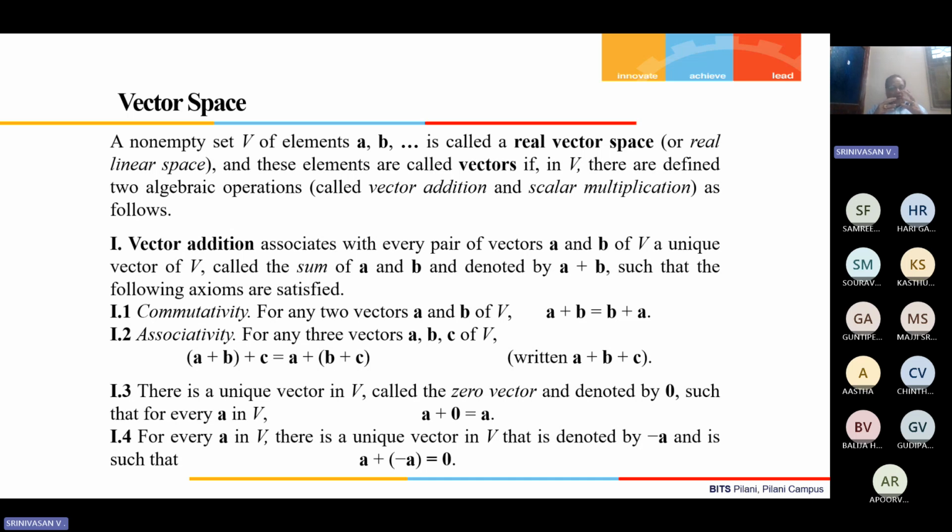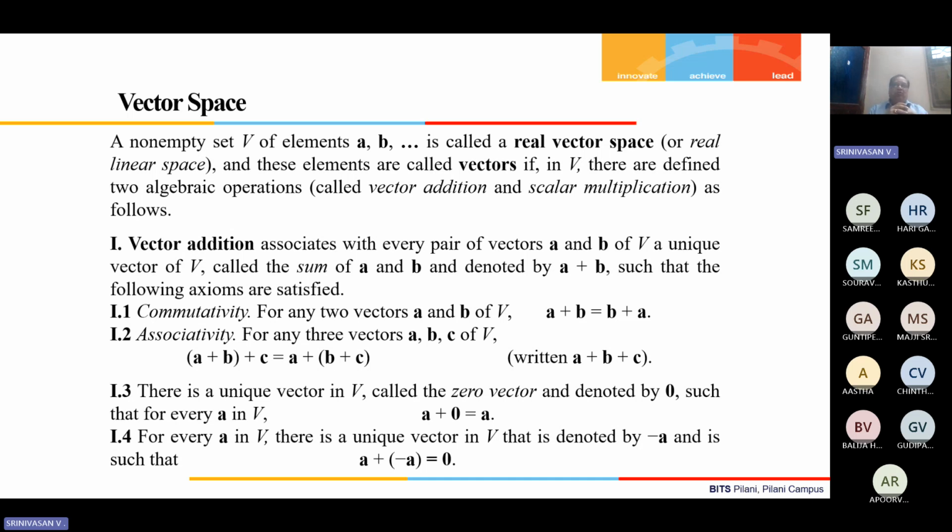You know very well, for a non-empty set to be a group (G, star), where star denotes any binary operation, you have closure property, associativity, existence of identity, and then existence of inverse. If further you have commutativity, you say commutative group in the same fashion, but that was only with respect to one binary operation. Here you have got two binary operations, namely vector addition and scalar multiplication of a vector.